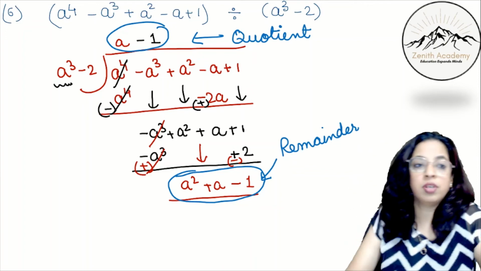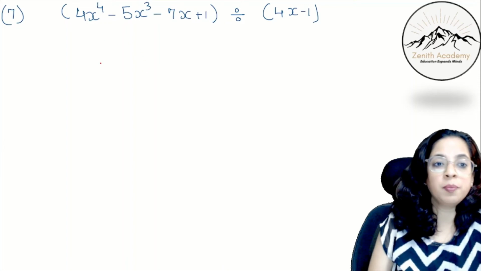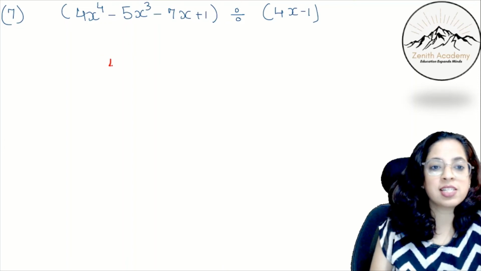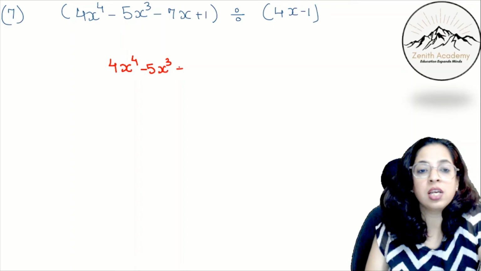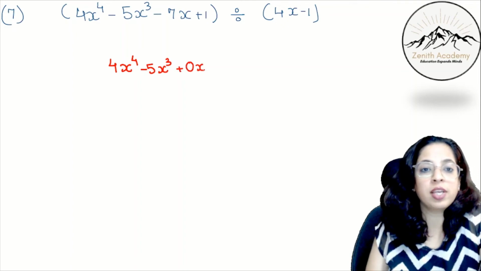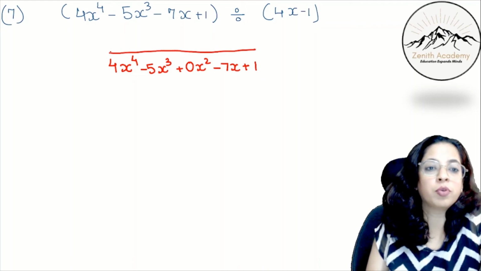Clear to you? Now we'll go ahead with the last question. Now this is the last question. So first let's write this in the index form. 4x raised to power 4 minus 5x raised to power 3. Now x square is missing. So we will write 0x square minus 7x plus 1. This is the dividend. Now you have to divide it with 4x.